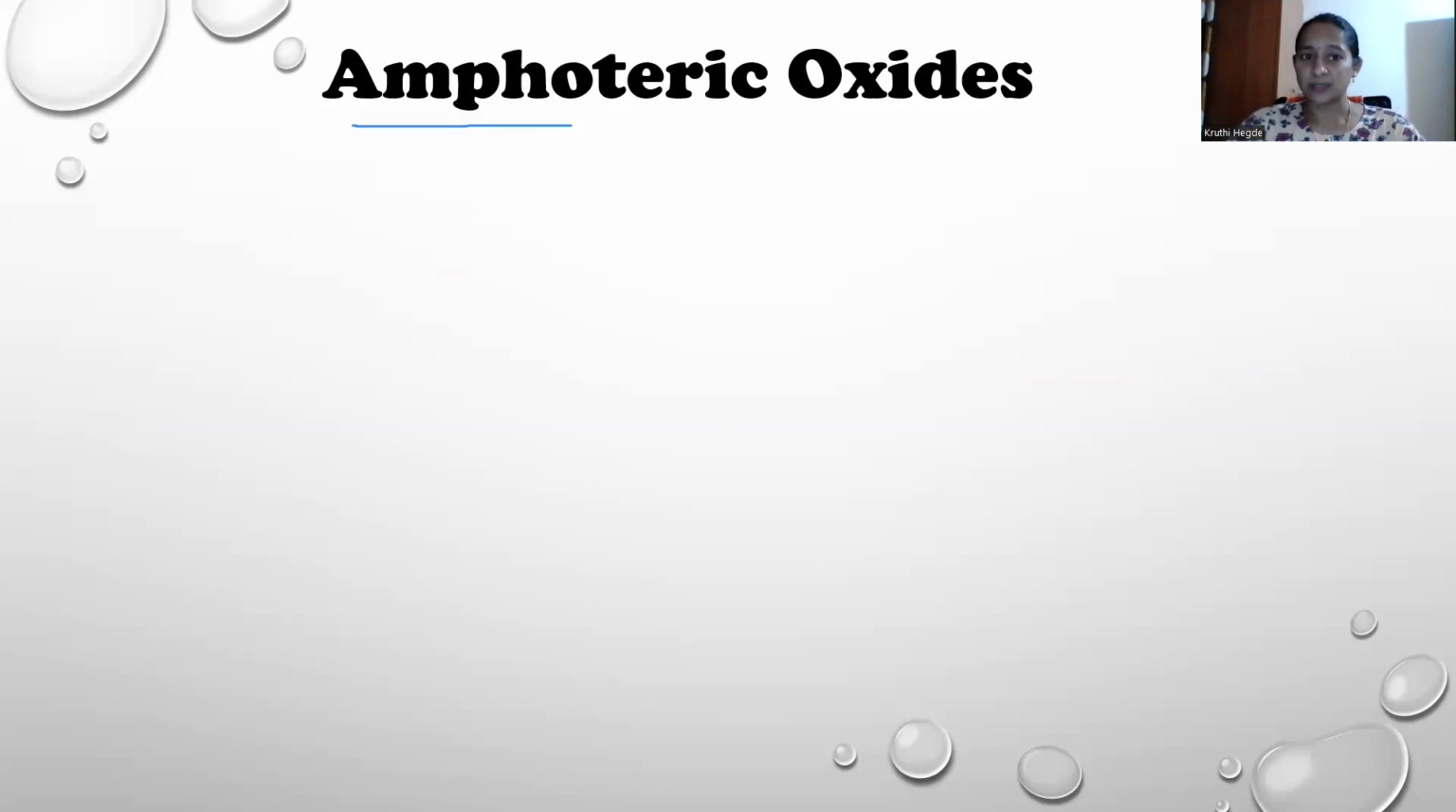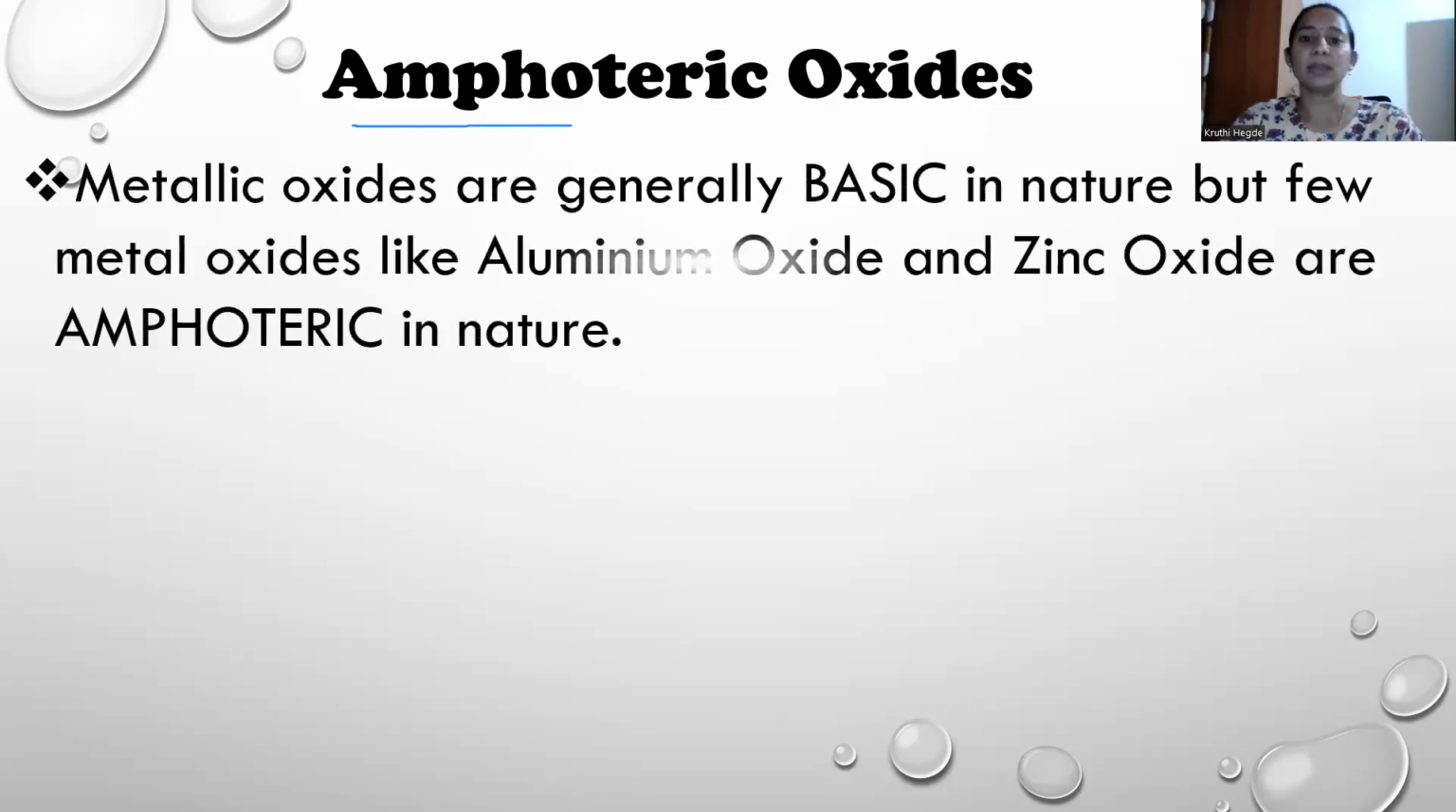Just before, we discussed that metal oxides are basic in nature, whereas there are some metal oxides which show both basic nature and acidic nature. Such oxides are called amphoteric oxides. Metallic oxides are generally basic in nature, whereas there are some metal oxides like aluminium oxide and zinc oxide.